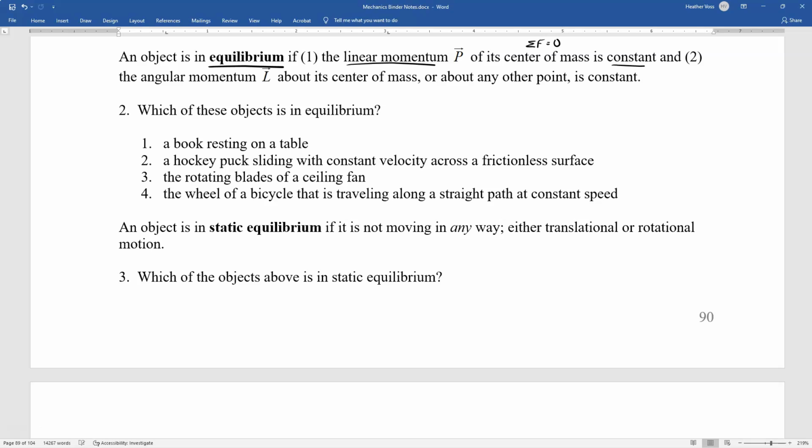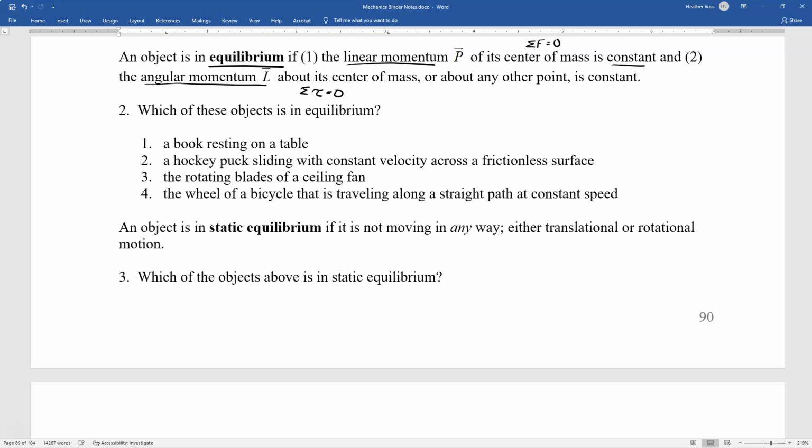The second is if the angular momentum about the center of mass is constant. Well, what does that mean? That means that the angular momentum has to be the same, which means there can be no change in it, which means that we're looking at a case where the net torque is 0.